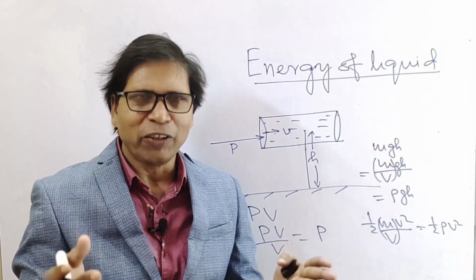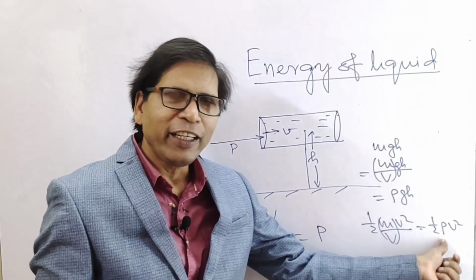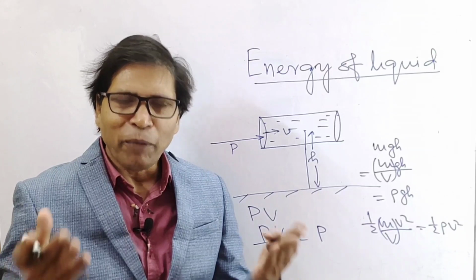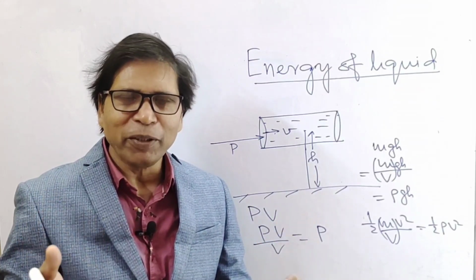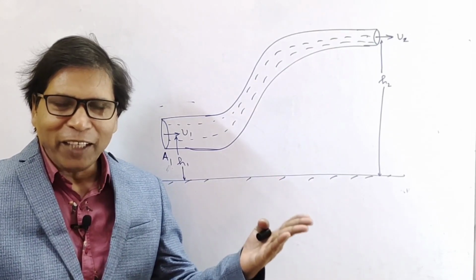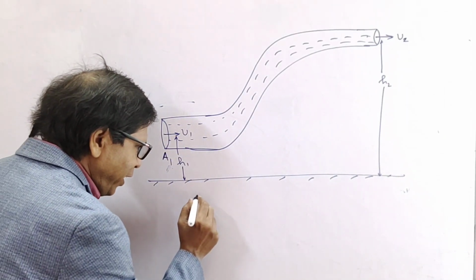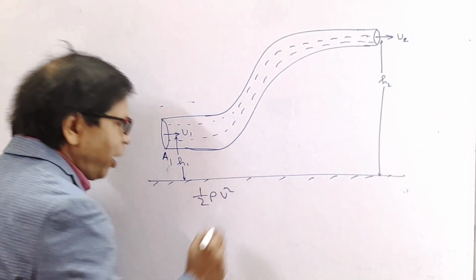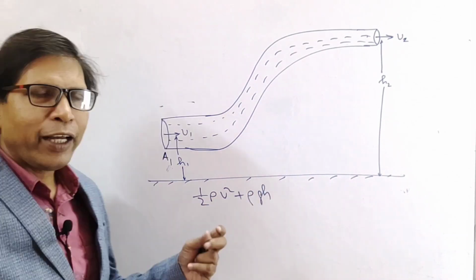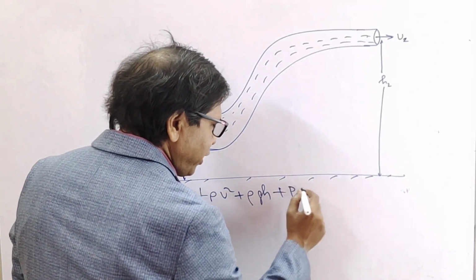Now Bernoulli's theorem. Bernoulli's theorem is based on pressure energy, kinetic energy and potential energy per unit volume. Bernoulli's law is obtained from the conservation of energy. Now Bernoulli's law: for streamlined motion of an ideal liquid, the sum of kinetic energy half rho v square, potential energy rho gh and pressure energy per unit volume remains constant.